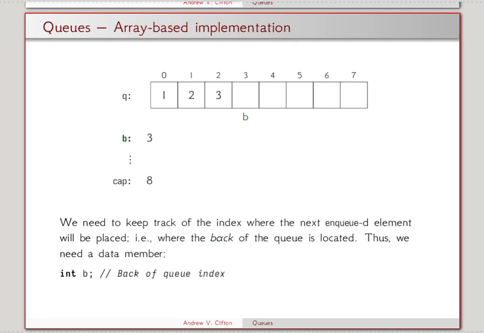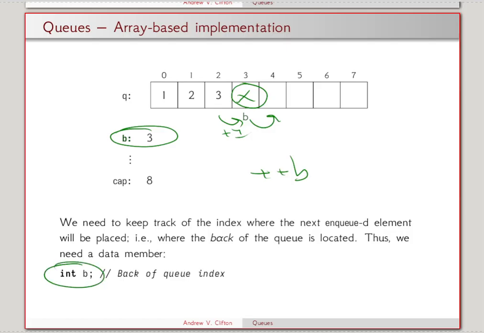Okay, so we at least need to keep track of where the back is, so that when we enqueue something, we know where it needs to go. So for us, we're going to keep the back variable b as the next available spot. So it is basically 1 after the last element that we just enqueued. So to enqueue a new item, you just put the new item there, and then you increment b to move b onto the next available spot. So we have to add int b to the back of our queue here.